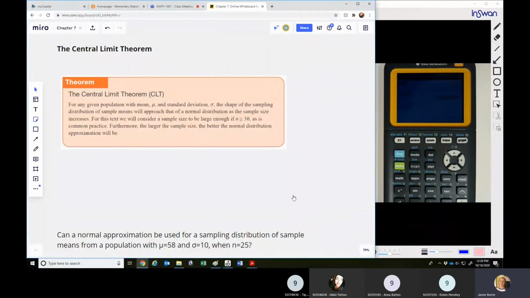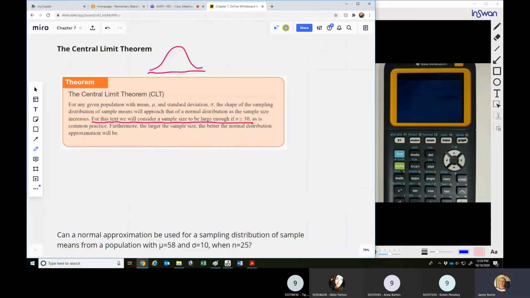And this next part is very important. This might be something that you want to write on your index card. It says, for this text, we will consider a sample size to be large enough if the sample size is greater than or equal to 30, as is common practice. This is traditionally and historically accepted in most texts, or in every textbook that I've ever read, that if your sample size is at least 30, so 30 or bigger, then your sampling distribution of sample means is considered normal, which means that it looks like that, symmetric and bell-shaped.